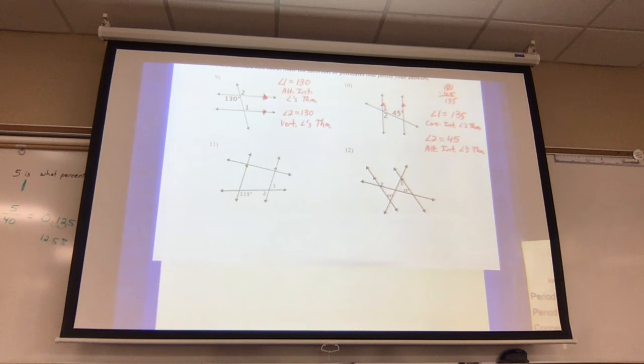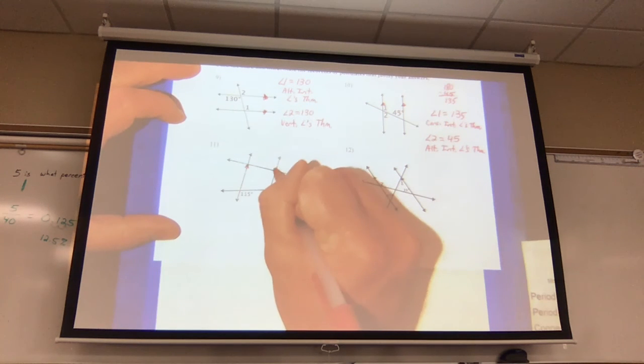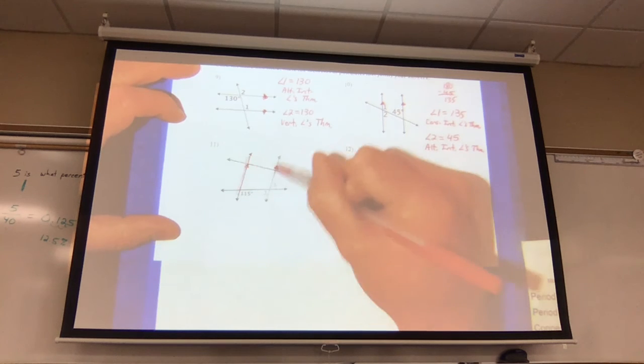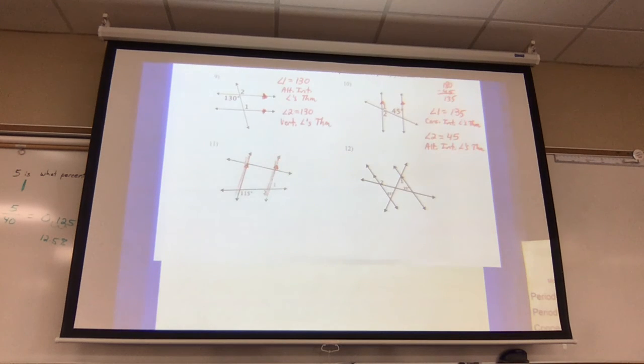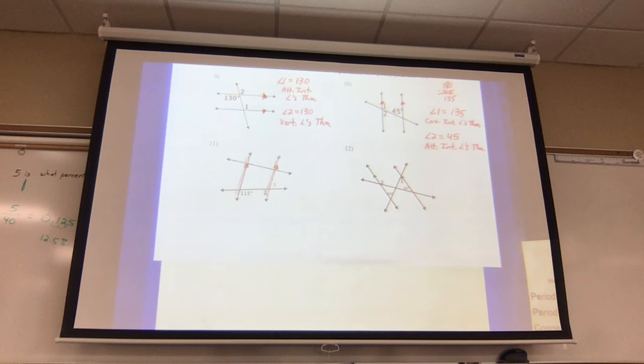All right, let's go down to number 11. Number 11, the first thing I'm going to do here is show our parallel lines. We've got a little triangle here and a triangle here, which means these two that I'm going to kind of color in red, these are your parallel lines. And then we got a transversal going through here, giving us angles 1, 2, and a 115-degree angle.